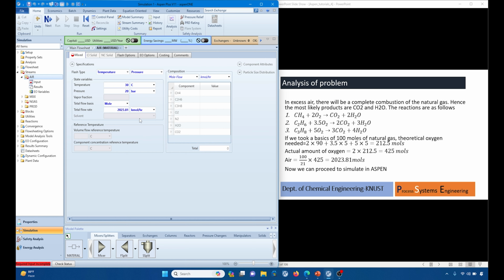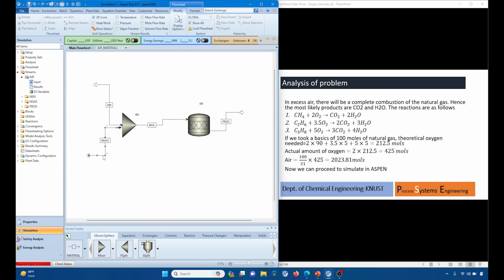Sorry. Here the units do not matter. We just need similar proportions and the right similar units. So we're keeping it as kilomoles per hour here, since we just assume the basis. That should be it for the airstream.